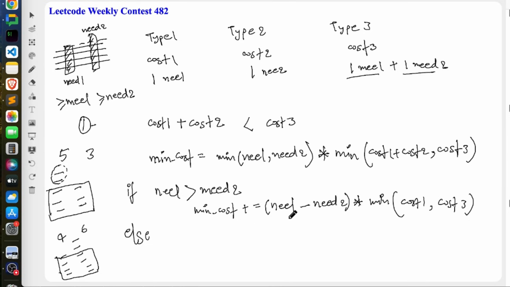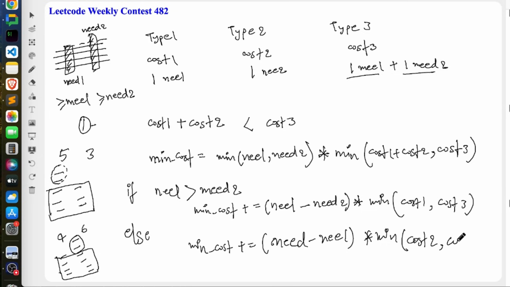Now for the remaining value, again the same process. The answer is nothing but min cost plus equals whatever the difference is, that is need 2 minus need 1 into the minimum of, again the same case, for these two I can either fulfill with type 2 or type 3, and the cost is cost 2 and cost 3, and that's it. I mean it's an easy problem. If you just spend some time you would figure it out, right?